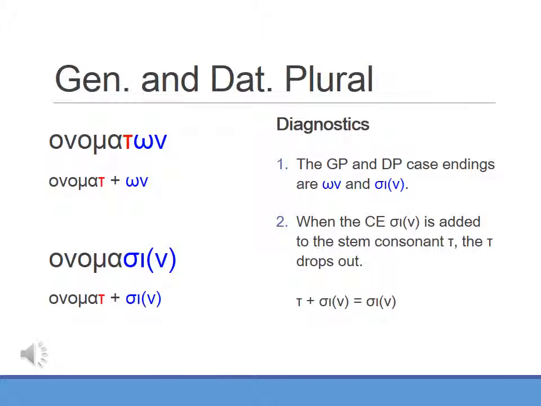In the case of onomasi, what's happening is, as we've seen before, when a case ending with sigma is added to a noun stem that ends in tau, the tau will not stand in front of the sigma, so it drops off. In other words, tau plus si becomes just si. The tau drops off. So onomat plus si is onomasi.